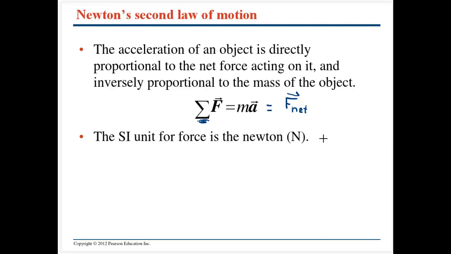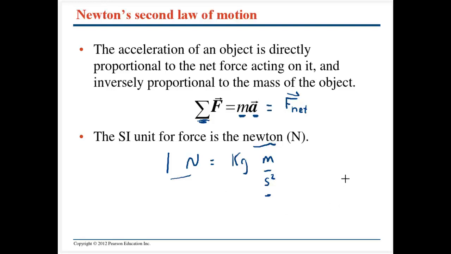Now, the SI unit of force is going to be the Newton, named after the man that came up with these 3 laws, and 1 Newton is going to be 1 kilogram meter per second squared. And looking at our equation, we can see where that comes from. Kilogram is the unit of mass, and the unit of acceleration is meters per second squared. So a Newton is simply a kilogram meter per second squared.